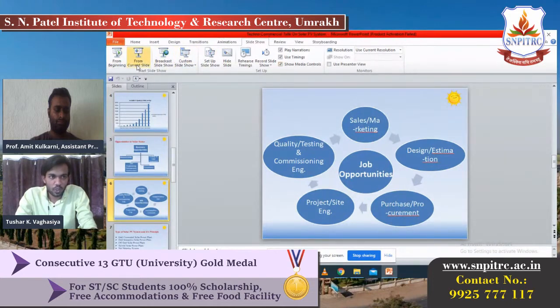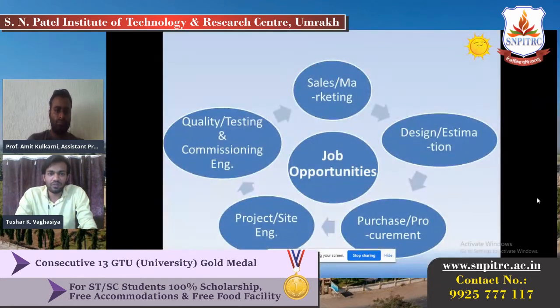So next is job opportunity. In job opportunity, there are multiple roles. There is one cycle in an EPC company. I am telling you about the EPC company sector, as I am currently working in the EPC sector. According to my experience, I am sharing this with you. There are multiple departments, and how they are connected to each other and work with each other, right? So first is the sales and marketing department.